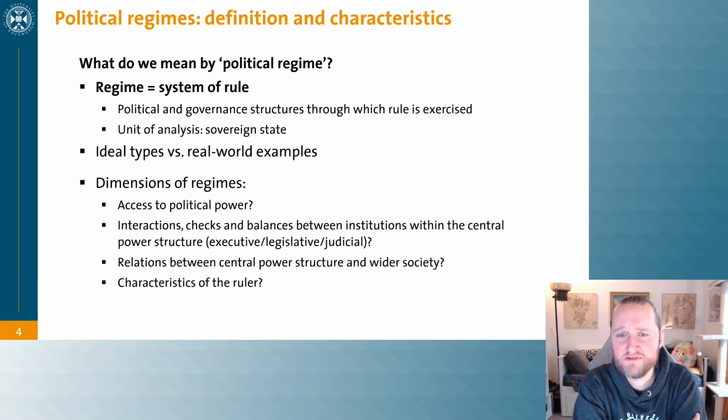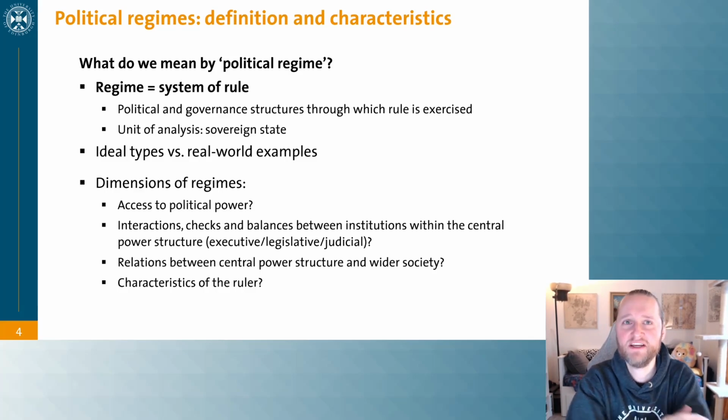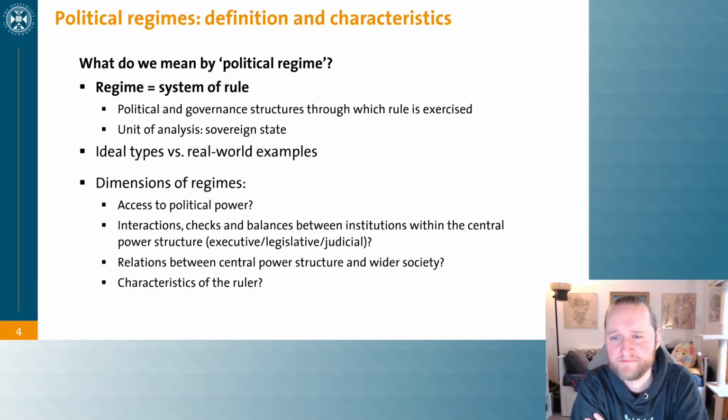Normally, two things we want to be on the lookout for here. The political regime is the political and governance structures through which rule is exercised. So which institutions are actually exercising the political rule. And normally the unit of analysis is the sovereign state. So we wouldn't call Scotland a regime necessarily, or one of the German Länder, the federal states. We also wouldn't call that a regime. A regime tends to be the topmost political entity in a given territory.